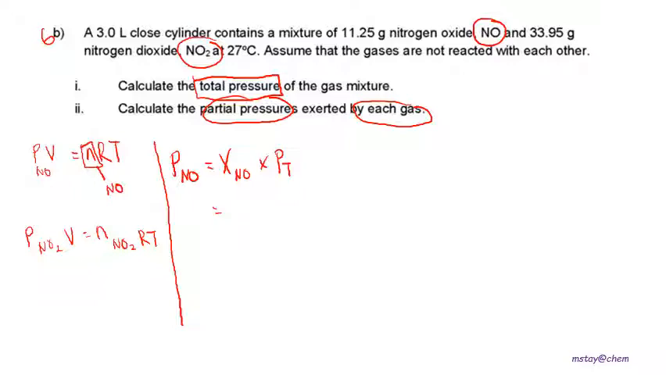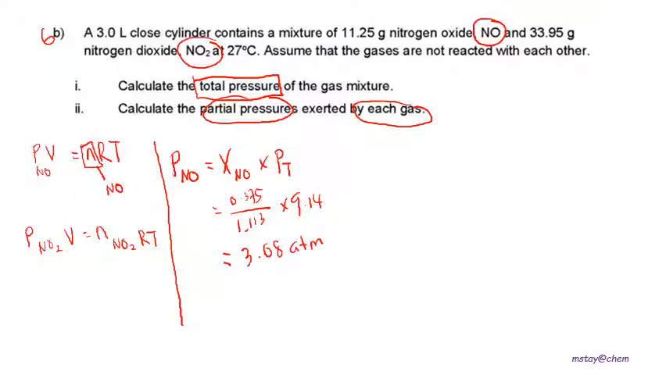Okay, so just now we already calculated the number of mole of the nitrogen oxide, which is 0.375, over the total number of mole, which is 1.113, and then multiply with the total pressure, 9.14. So the partial pressure for nitrogen oxide will be 3.08 atm.